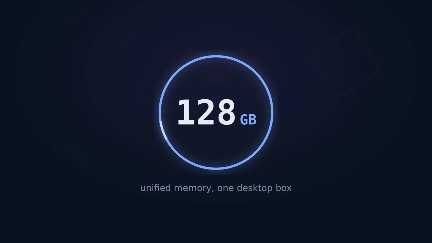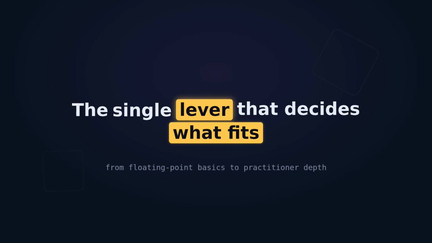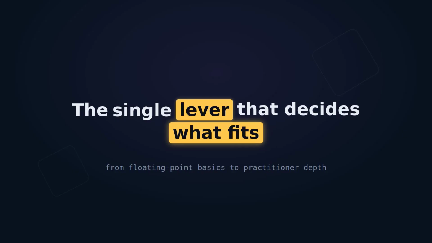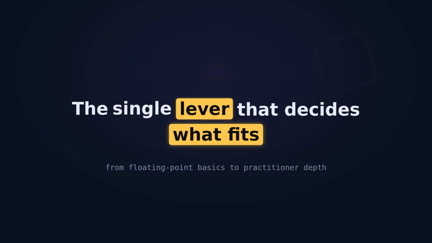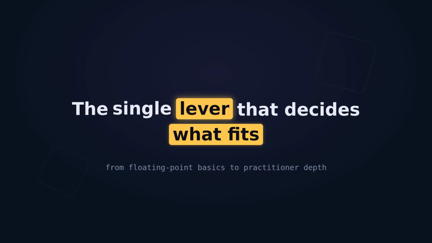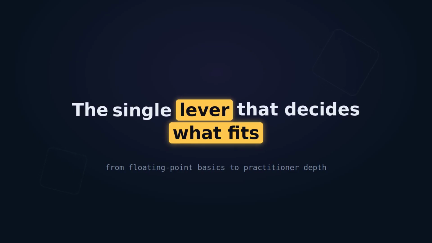It's called quantization, and it is the single most important lever you have for fitting large models onto hardware you actually own. In this video, we build it up from the ground: what a number really is inside a model, how quantization shrinks it, why the naive version breaks, and exactly which models fit on a 128 gigabyte machine. Let's start with the problem.